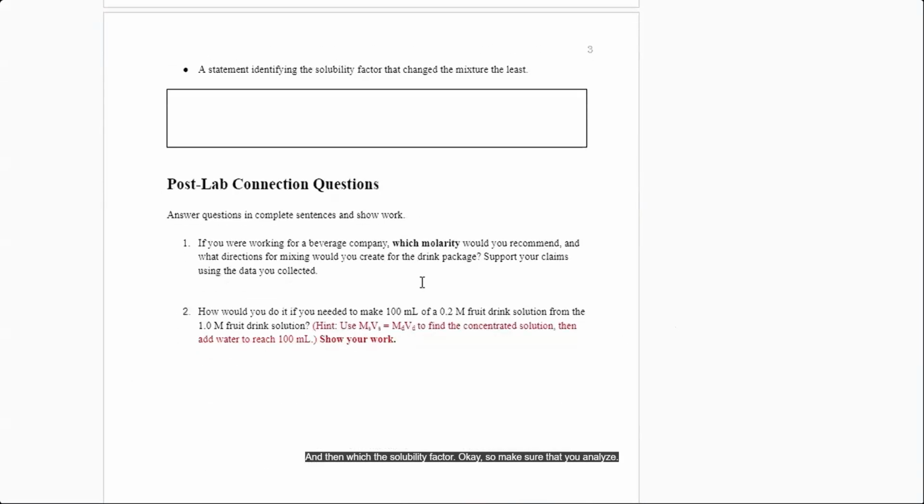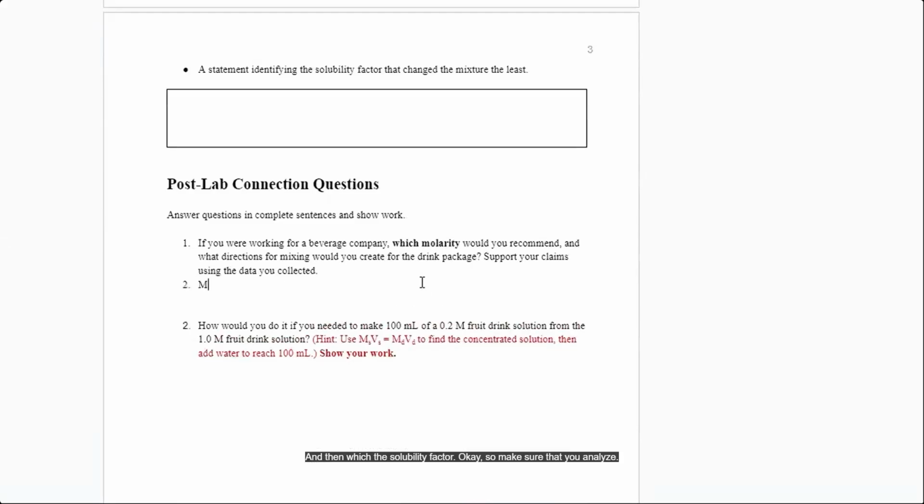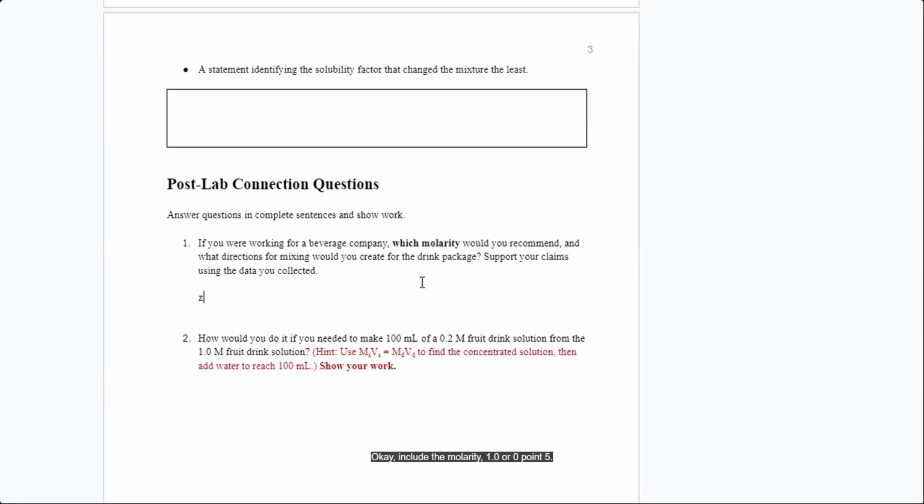Okay, so make sure that you analyze, okay, include the molarity, 1.0 or 0.5, then include the directions, which is which solubility factor. So there's 2 parts, okay, in this. So look at the solubility factor and then just whip up a quick directions on how to make that solution.